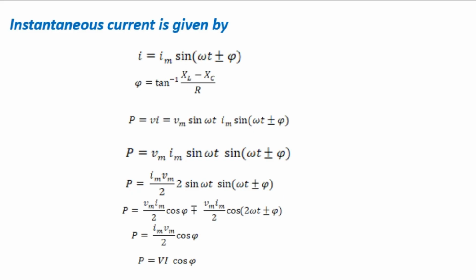The value of power P is obtained as P equals vi, which equals Vm sin omega t into Im sin(omega t plus or minus phi). Here also, by multiplying with 2 and dividing with 2, you can find the value of Vm into Im by 2 sin omega t into sin(omega t plus or minus phi). Here also the cos 2 omega t value is 0 over a half cycle. Then the value of power P equals Vm into Im by 2 cos phi, which equals Vrms into Irms cos phi, or P equals VI cos phi.